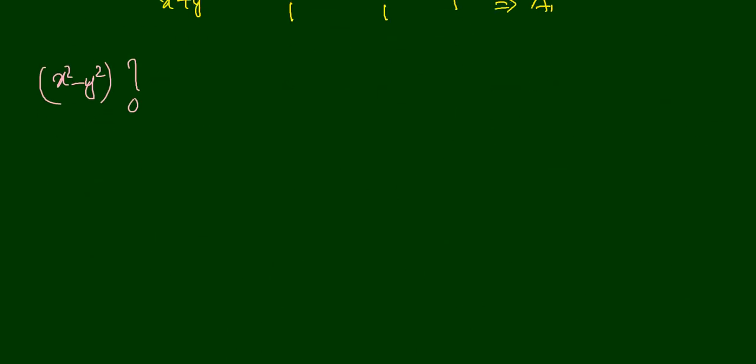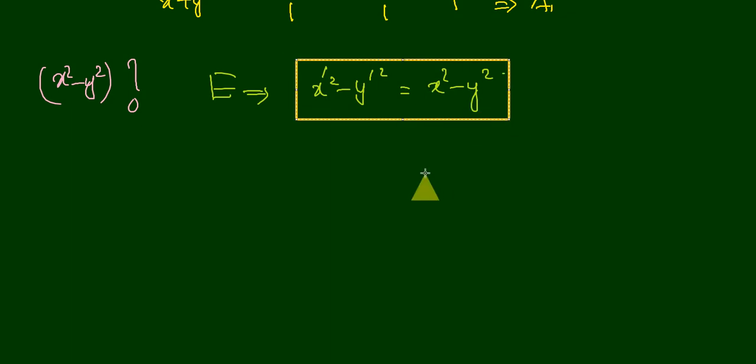So during the E operation, x dash square minus y dash square is equal to x square minus y square. Okay, let it be there. Let me put that inside a square. This is happening to x square minus y square during the E operation. Nothing happens. It transforms as x square minus y square itself. And now what about the next operation C3?